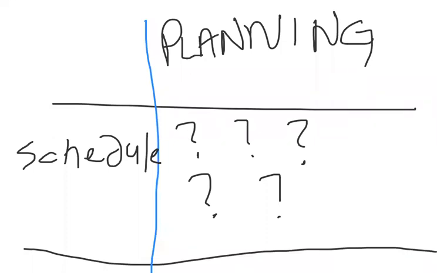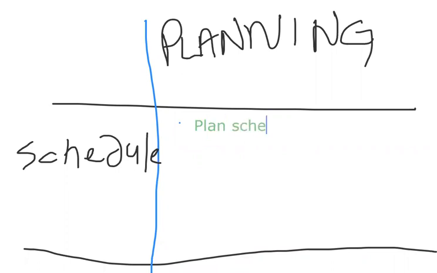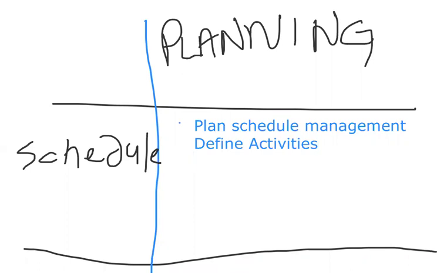All right. Well, here are the answers. The first process in schedule management is plan schedule management. You need to plan. The next process is known as define activities. The next process is sequence activities.